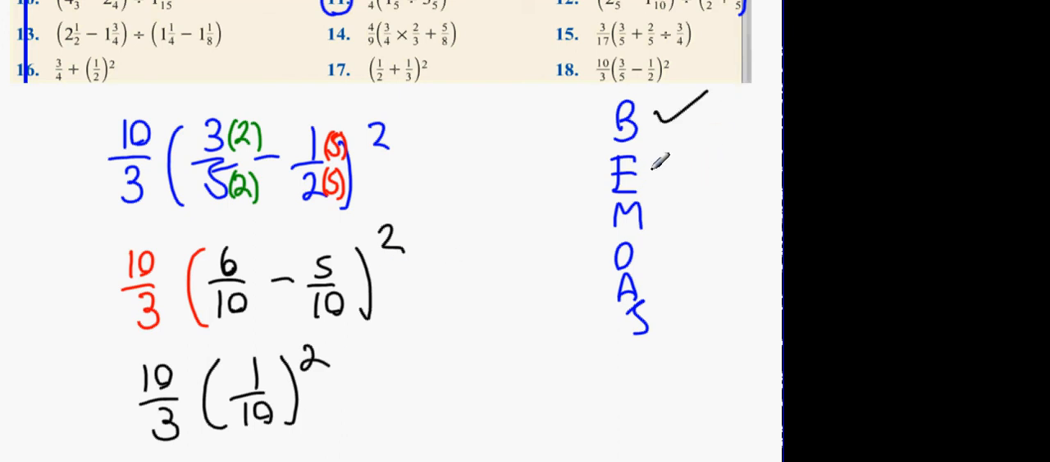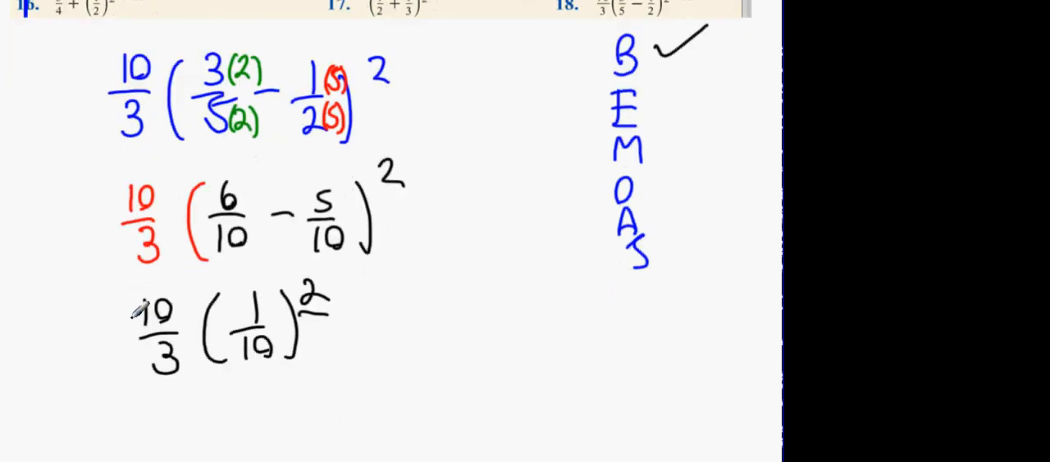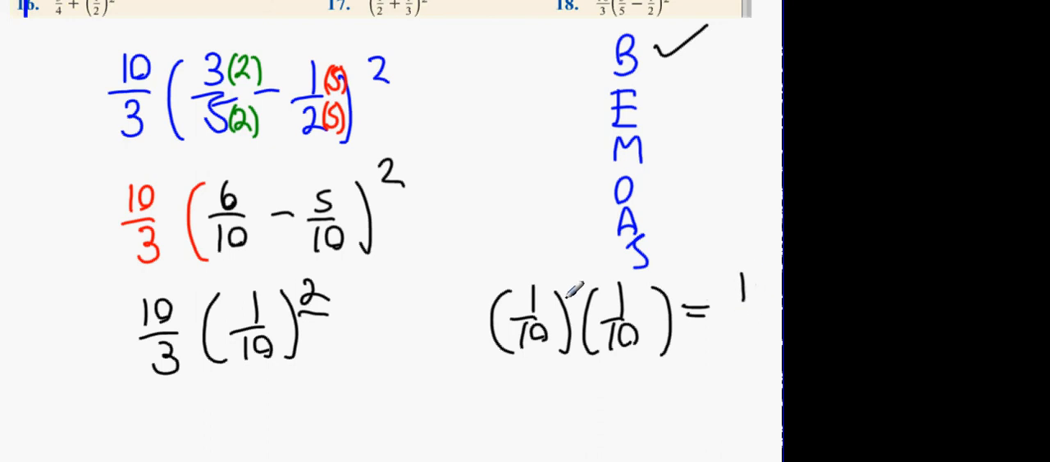What's next underneath brackets? Exponent. Do we have an exponent? Yes. What's the exponent? 1/10 to the power of 2. Now, what does it mean? 1/10 by 1/10. And what is 1/10 multiplied by 1/10? What's 1 by 1? 1 over 100, that's no problem.